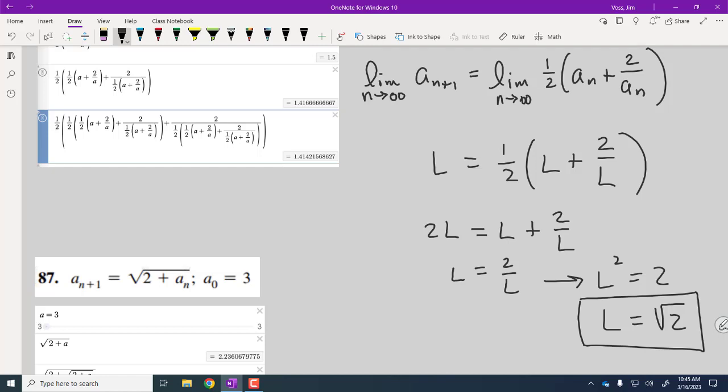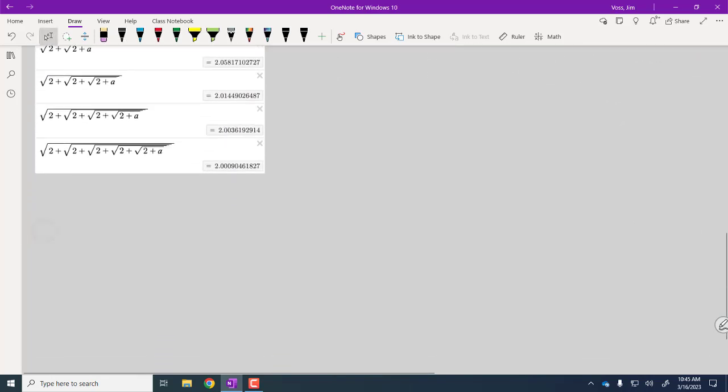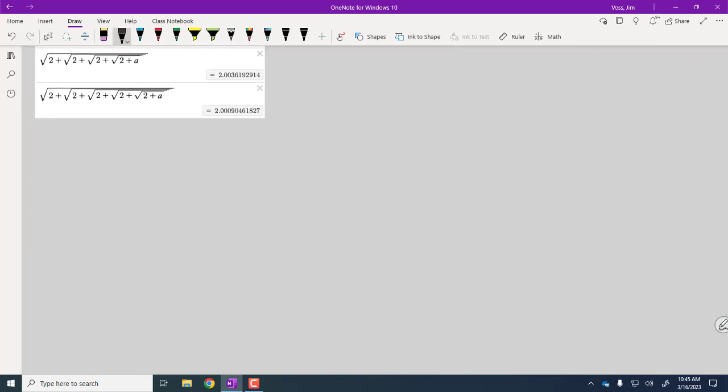So it's a pretty clever technique that works when you're reasonably assured that your sequence does in fact converge. Let me just show you another one though. Let's suppose we have a sub n plus 1 equals a sub n plus 1. Let's suppose we have that sequence, and let's suppose it starts at a sub 0 equals 0.